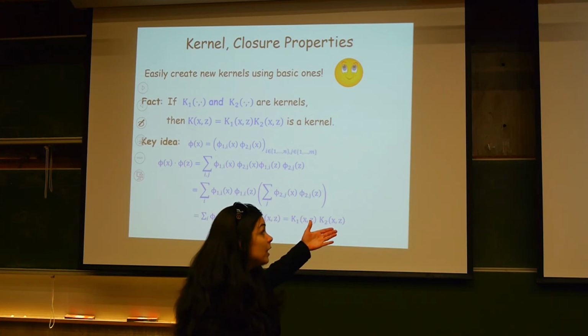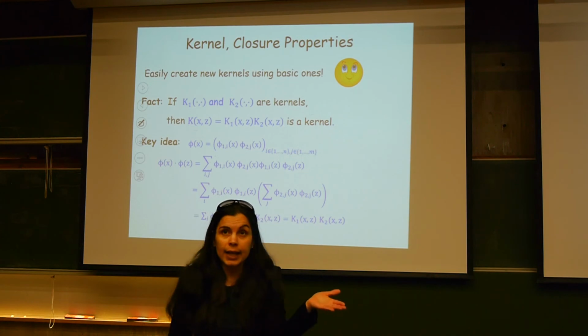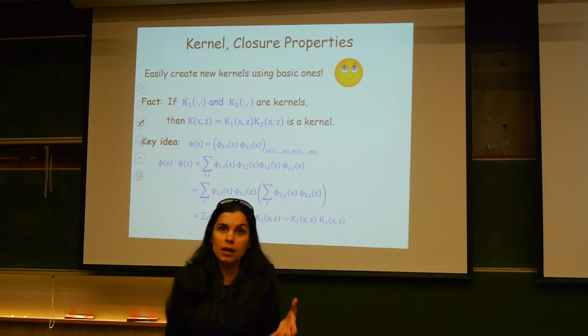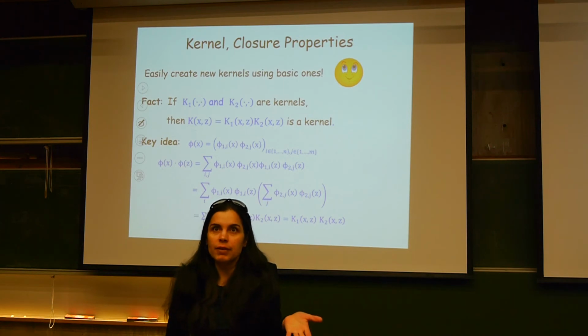Okay, this immediately implies, for example, that these are two basic facts that can help us prove that many functions are kernels. So I mentioned that x dot z is a kernel, the basic trivial linear kernel.